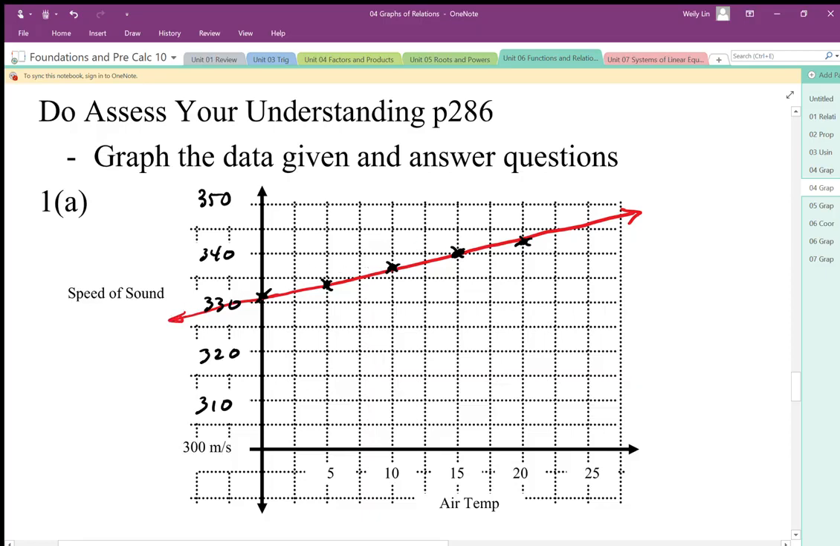But this is a linear relationship, because we can draw a straight line pattern through it. And linear relationships typically are characterized by some constant rate. So we increase by 3 meters per second for every increase of 5 degrees Celsius. And this constant rate gives us something called slope.